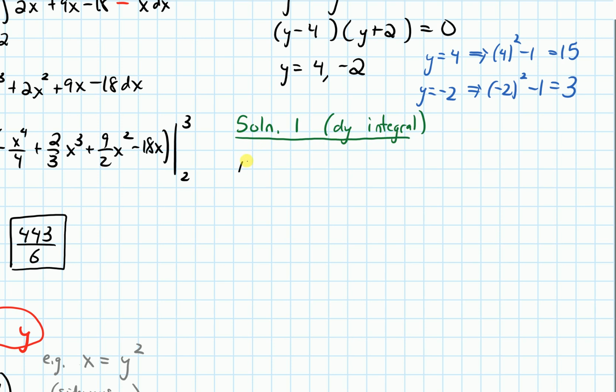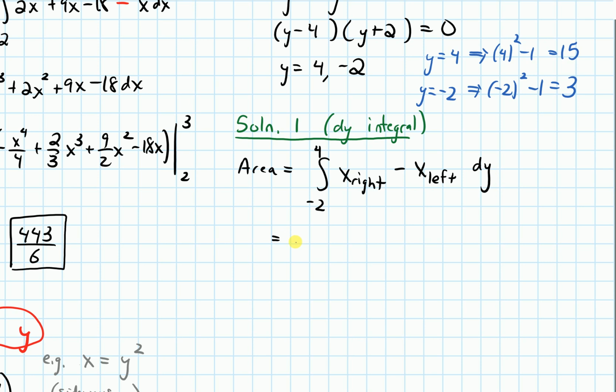So the area is going to be an integral. The limits of integration, these bounds, will be y values rather than x values. And y goes from negative 2 to 4. Then I need to write down my x right, minus my x left. And this is going to be a dy integral, because the x right and x left are going to be functions of y, in terms of y. So this has got to be a dy integral.